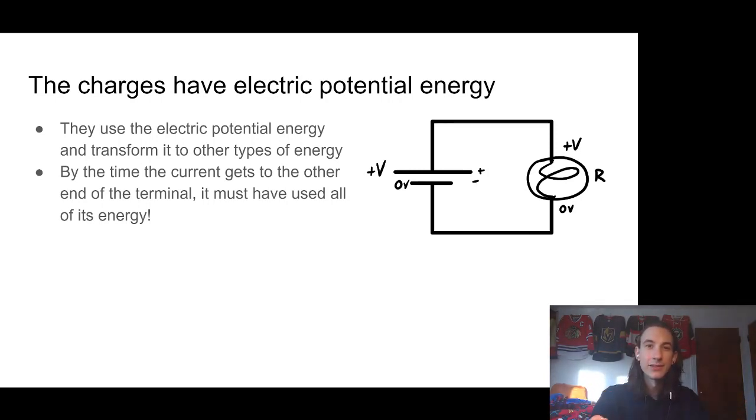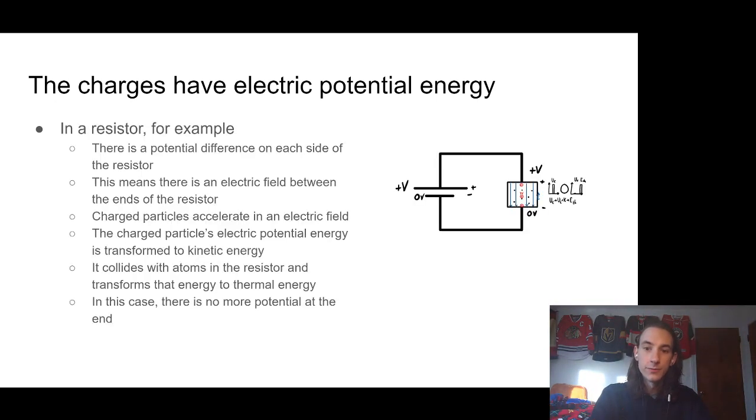It has this potential energy, and then by the time it gets back to 0 volts, it has to have 0 volts, right? This voltage is a property of the location. So if we get back to that location, we have to have 0 volts. So we have to use it all up by the time we go from one to the other.